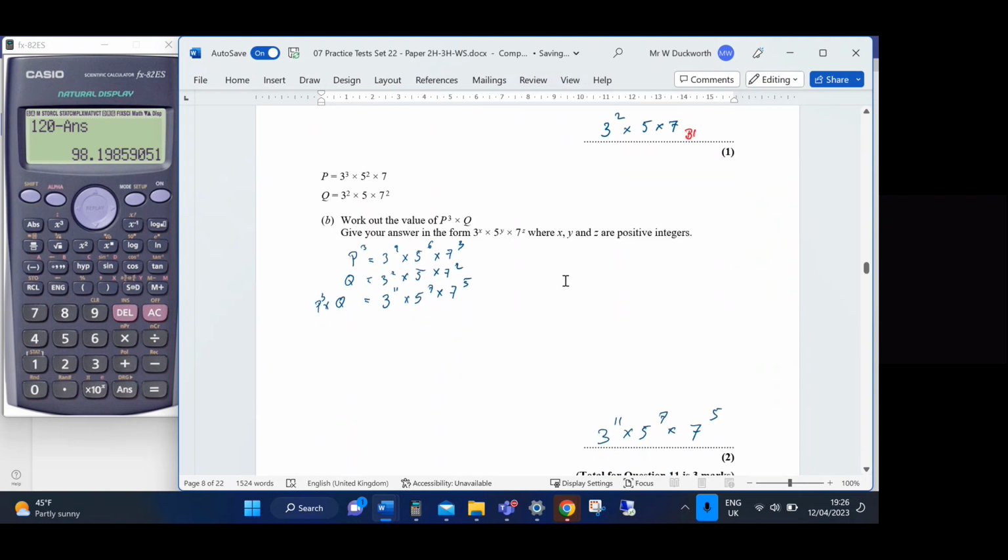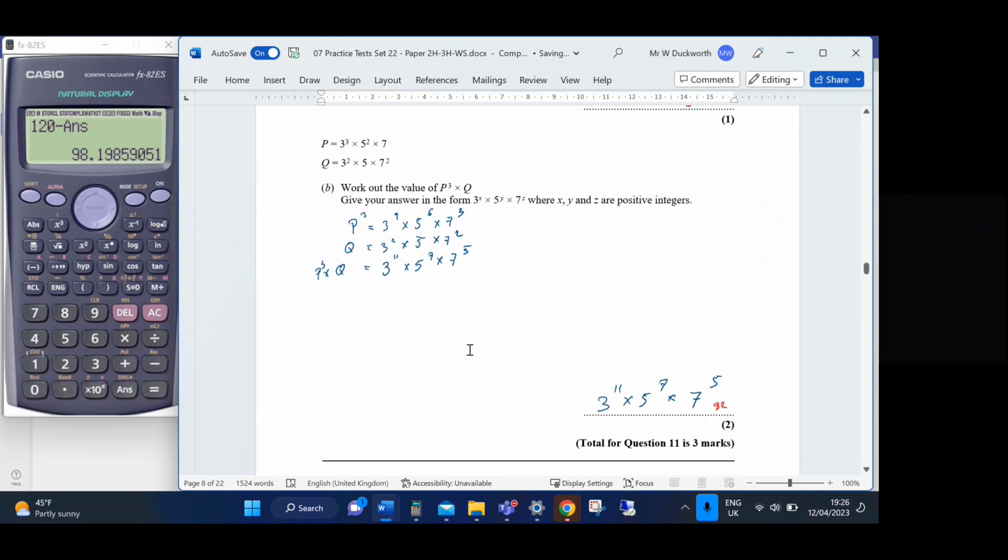Right, for the second part, B2 for fully correct answer. Okay, so we just go B2. No method mark. B1 for an answer in the form, so any answer in the form 3 to the power P times 5 to the power Q times 7 to the power R, where 1 or 2 of P, Q, and R are correct. So if you've got one part incorrect, you can still get one B1 mark.